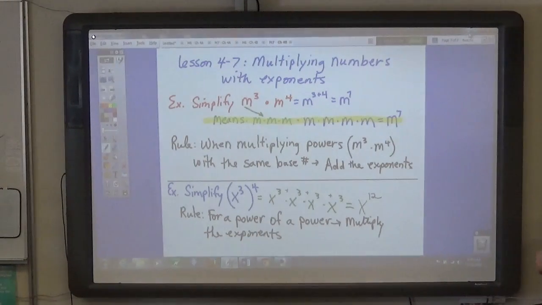So let's do some practice. Go to your sheet. Does everybody have these notes all copied? Yeah.